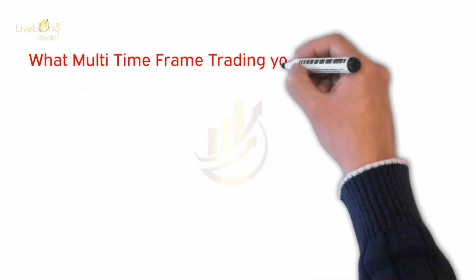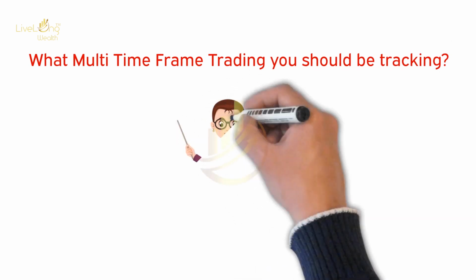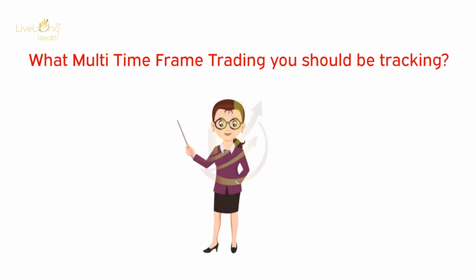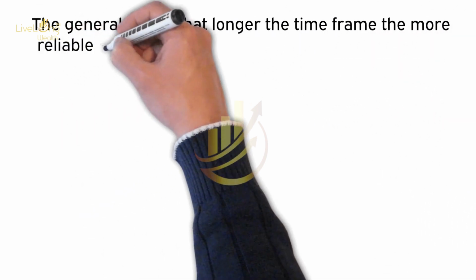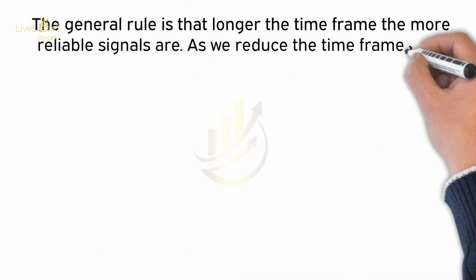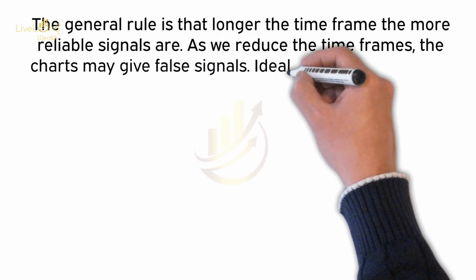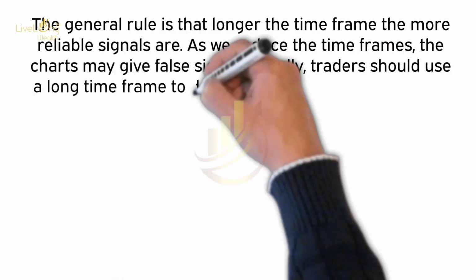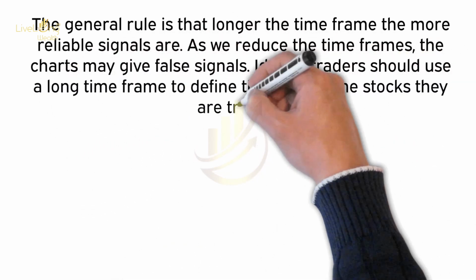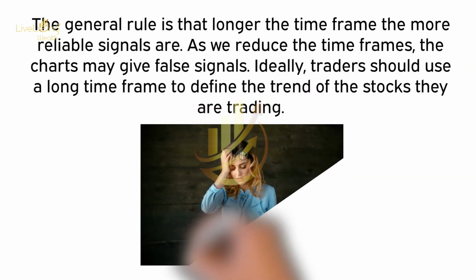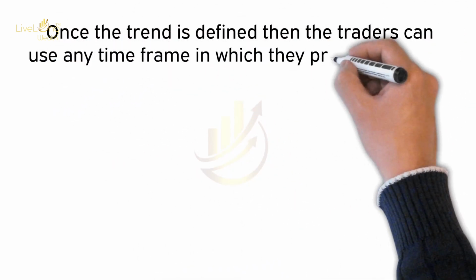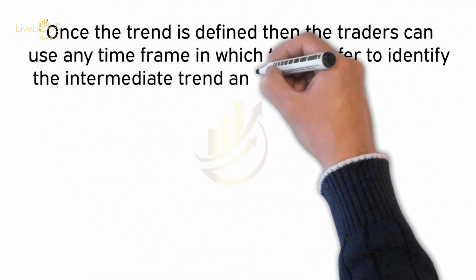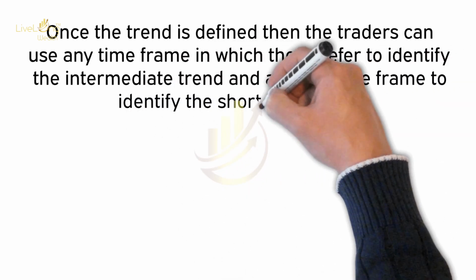What multi-time frames should you be tracking? The general rule is that the longer the time frame, the more reliable the signals are. As we reduce the time frames, the charts may give false signals. Ideally, traders should use a long time frame to define the trend of the stocks they are trading. Once the trend is defined, traders can use any time frame they prefer to identify the intermediate trend and a faster time frame to identify the short-term trend.